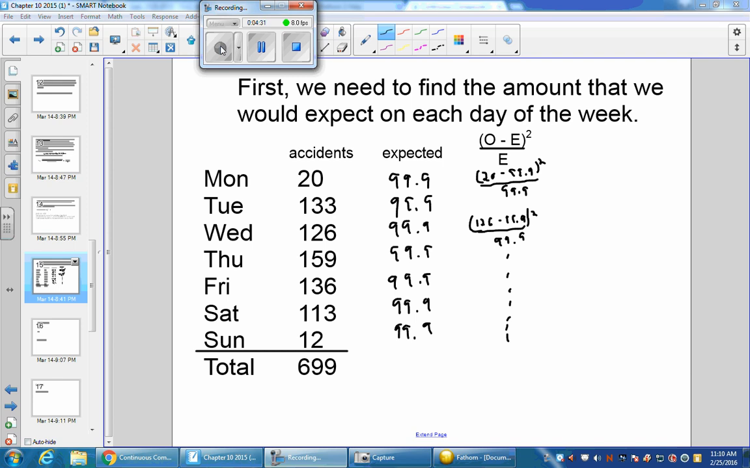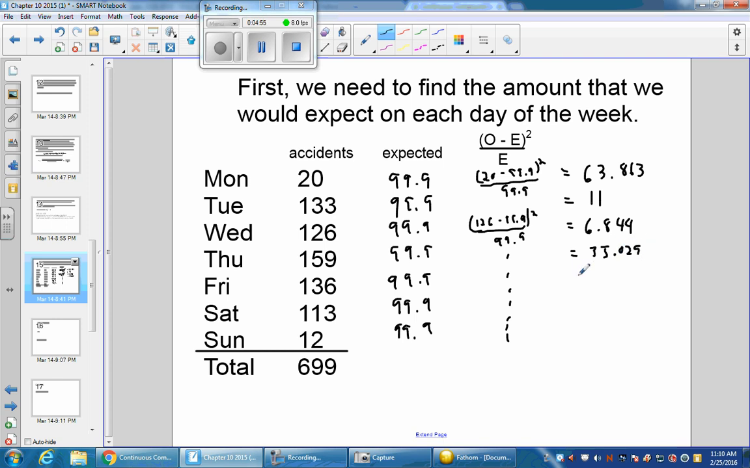Now I just went through the calculations on my calculator, and I found this to be 63.863. This for Tuesday to be 11. The next one to be 6.844. The next one to be 35.029. Friday is 13.082. Saturday is 1.729, and then Sunday it's 77.3.